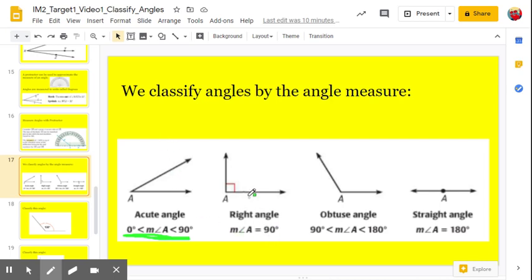Any angle that is exactly 90 degrees, and oftentimes we show you that 90-degree angle using that little box. That means that's a right angle. This is called a right angle. So it's a 90-degree angle. It's called a right angle.